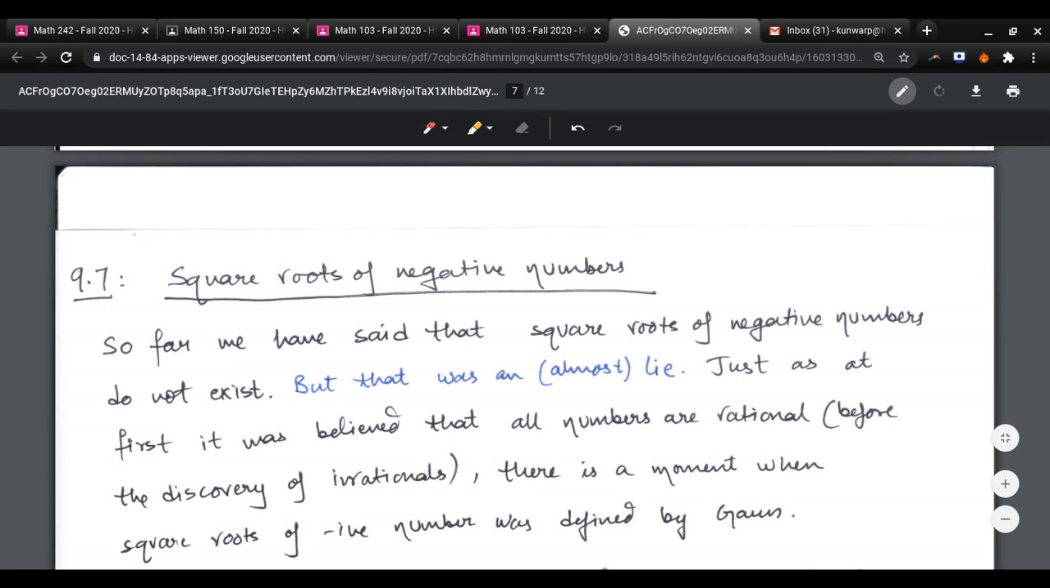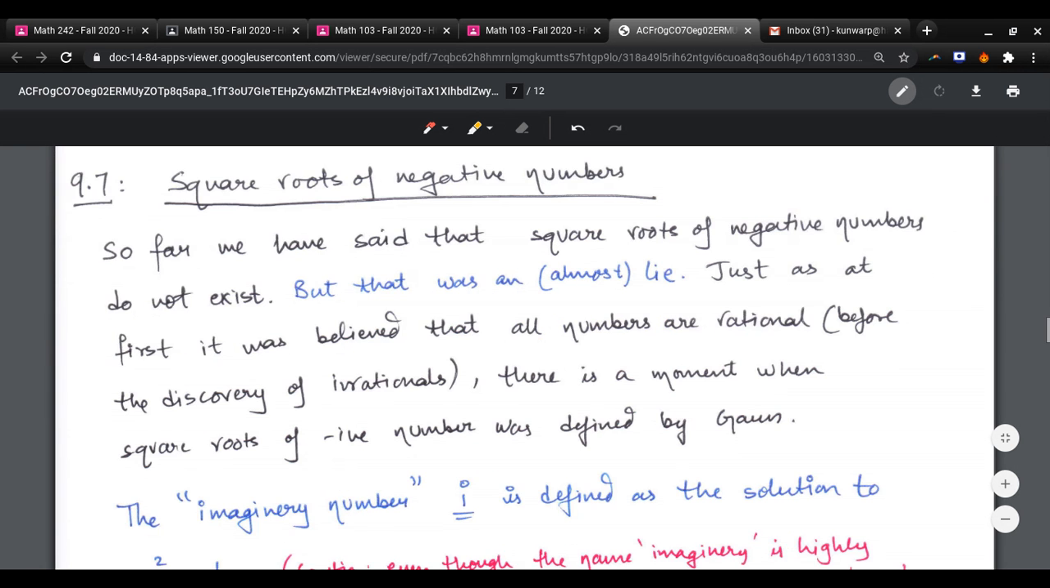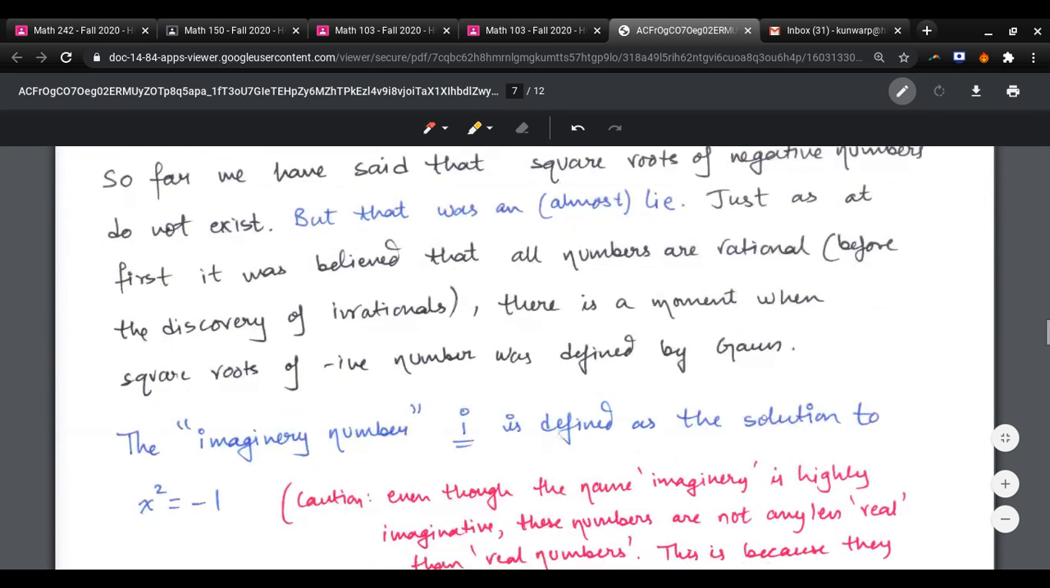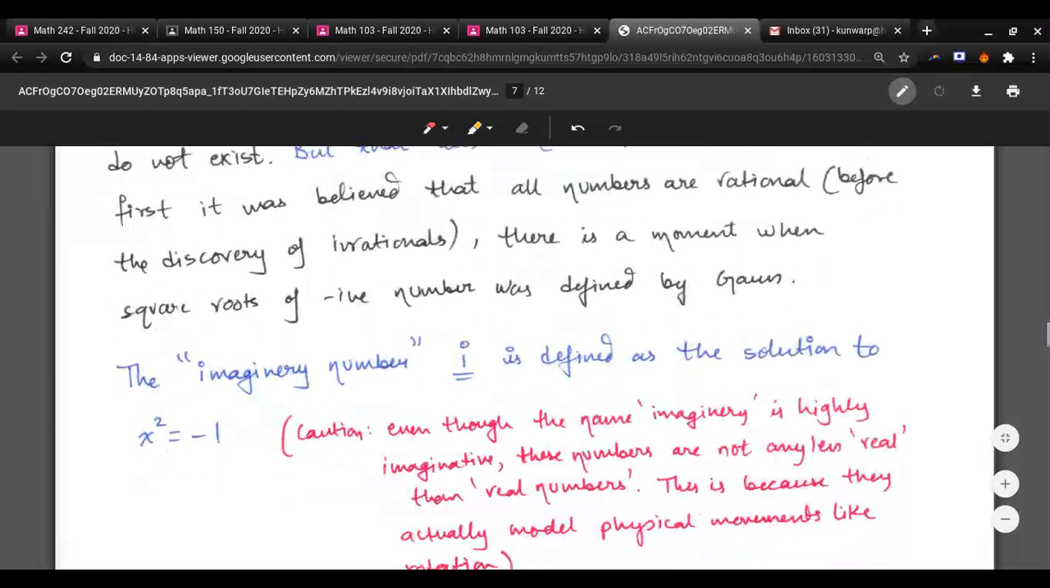For example, for a certain period of time, people didn't know irrational numbers existed, right? They thought all numbers were rational. Similarly, we have something like that here. There's a moment when square root of negative numbers was defined by a mathematician, Gauss.